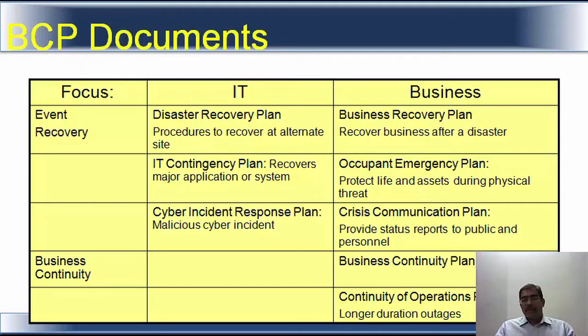Then under the head of business, it is the occupant emergency plan. That is protection of life and assets during a physical threat. Then the cyber incident response plan. If there is a malicious cyber attack or incident, what has to be done? Under business, it is the crisis communication plan. That is to provide a status report to the public and the insiders or personnel. Business continuity, you will have a business continuity plan, which will specify continuity of operation plan and what happens during longer duration outages. All these have to be mandatorily kept by an organization.